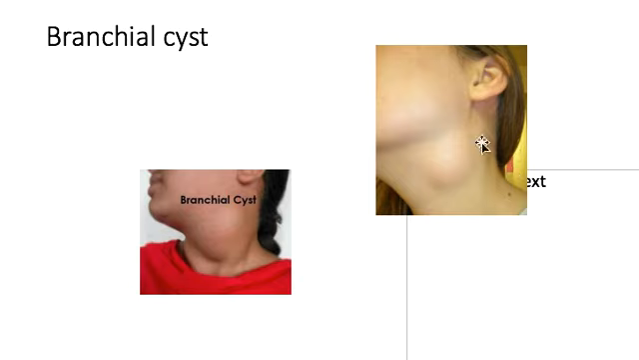But if it's not pulsatile, you are not going to say it's a carotid body tumor. So it's something like that. Be sensible and confident, and if you keep on examining and practicing this, confidence will just come by practice.